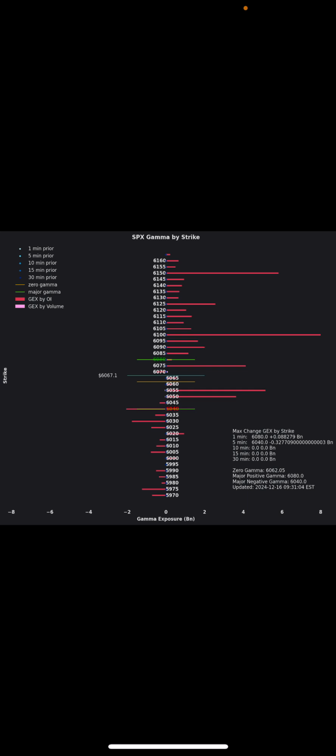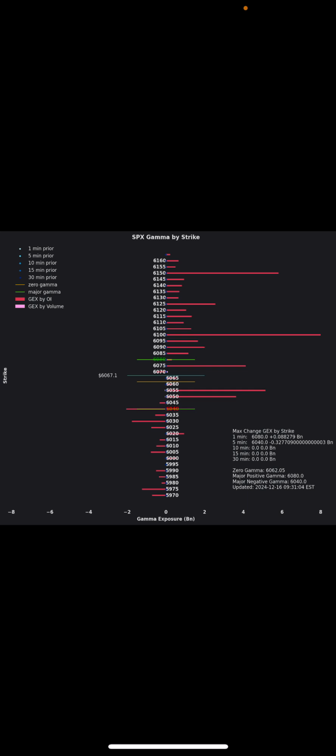So I use GexBot for SPX Gamma Exposure on the day. There's a lot of different services out there. Spot Gamma is a great one. There's a handful of other ones that I'm not super familiar with, so I won't mention any of those, but Spot Gamma is a good one, and then GexBot, of course.